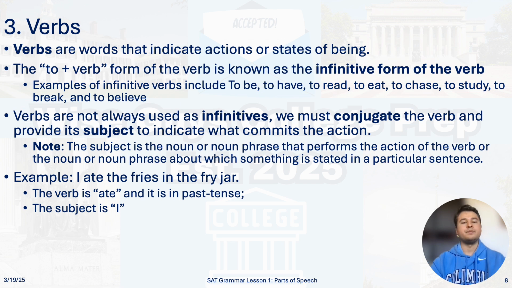Move on with verbs, okay? So verbs are words that indicate actions or state of being. The to plus verb form of the verb is known as the infinitive form of the verb. Examples of infinitive verbs include to be, to have, to read, to chase, to study, to break, and to believe. Verbs are not always used as infinitives. We must conjugate the verb and provide its subject to indicate what commits the action.